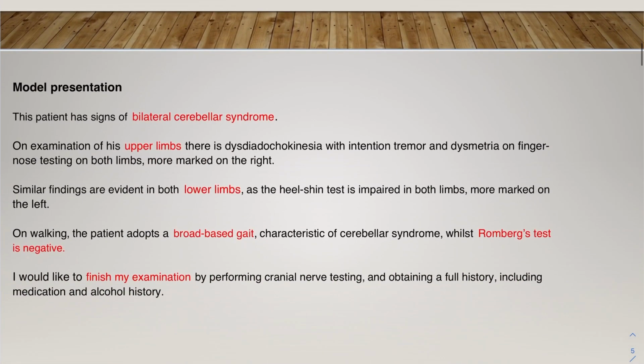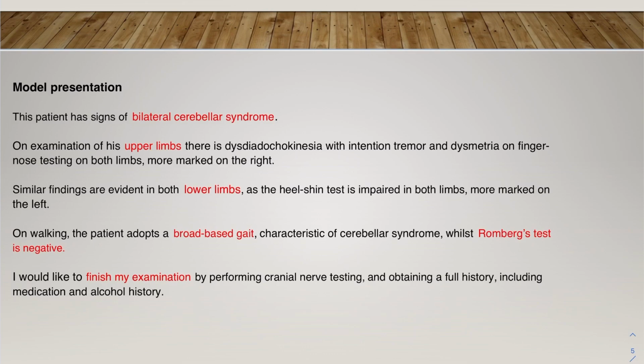So how will you present the case? I prepared a model presentation for you. It's very important that once you have a spot diagnosis, you give your diagnosis first and then later on give the other details. This patient has signs of bilateral cerebellar syndrome.